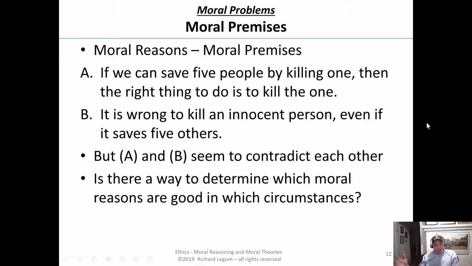So, the important question that we really need to answer is: is there some way to determine which moral reasons are good in which circumstances? And it seems a lot of people in my classes usually think that there is a way to decide. You apply this principle in this case and you apply the other principle in another case, and why that in fact makes sense, and it's not this seeming contradiction.